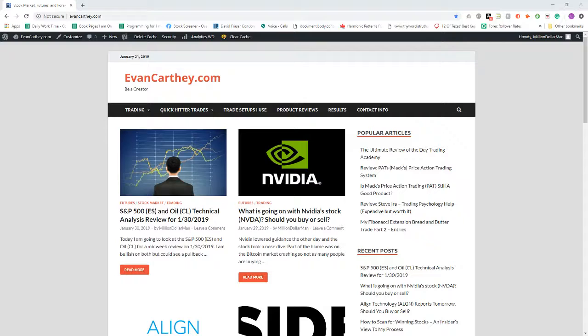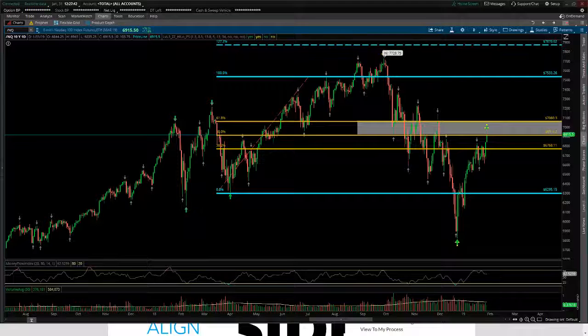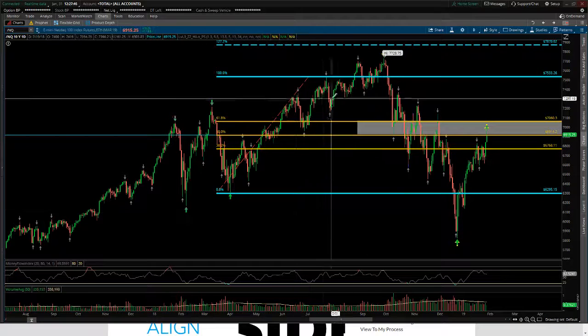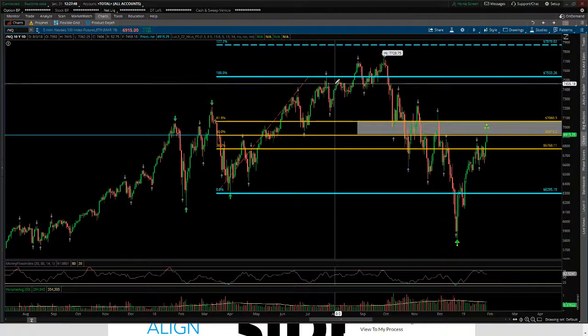Today we are going to take a look at the NQ, the E-mini Nasdaq 100, and also the stock Facebook and see what is going on with those two things. So let's look at the charts. Alright, so here we have the NQ, and what we're looking at here is the daily chart.